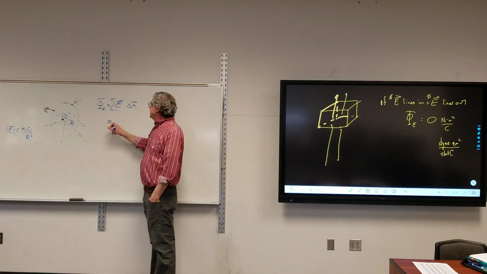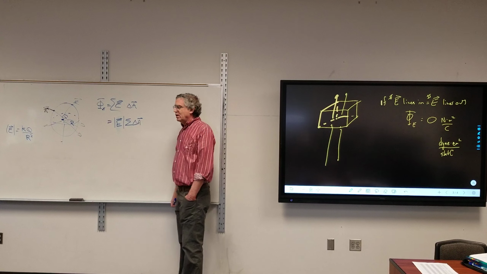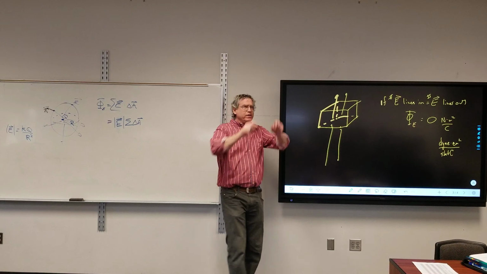Try that again. The magnitude of my electric field times the sum of all the little areas there. And if I add up all these tiny little bits of area over the entire surface of the sphere, what do I end up with? And what is the surface area of a sphere?